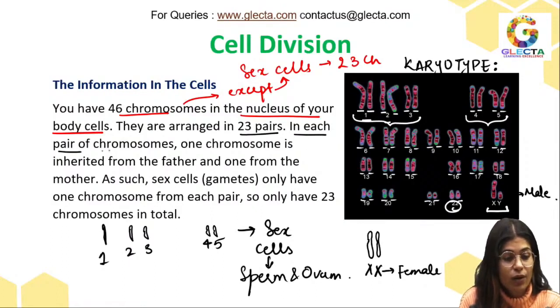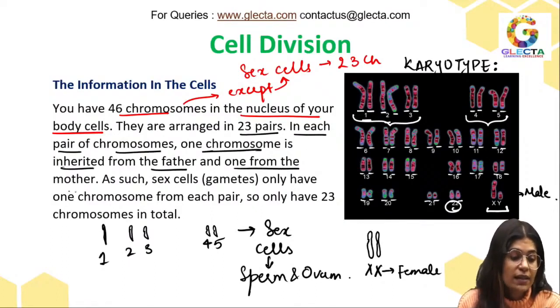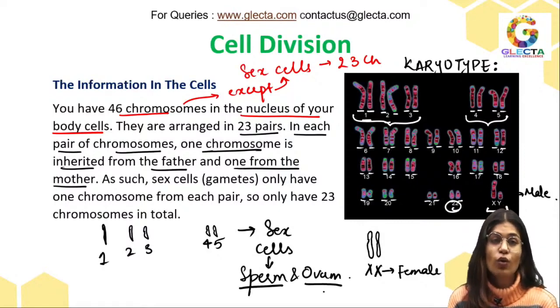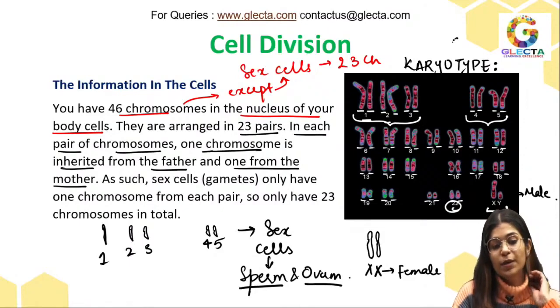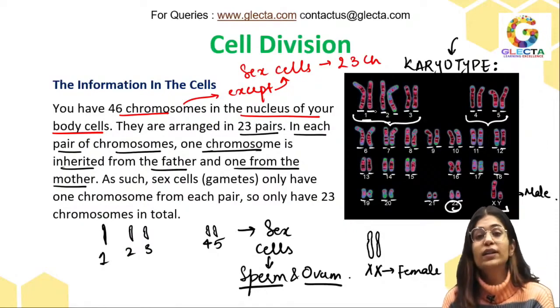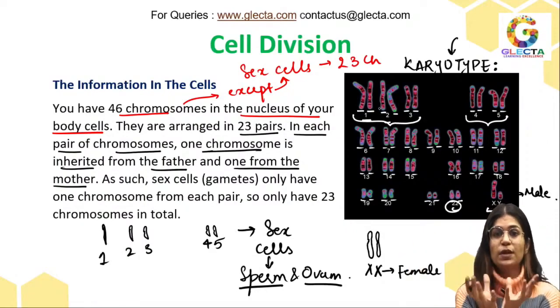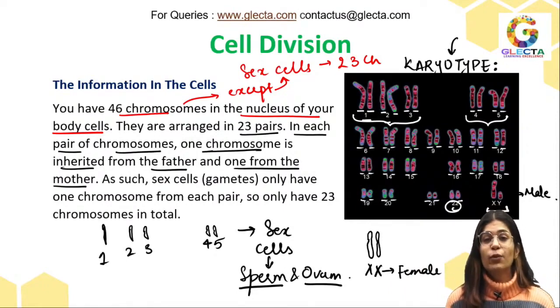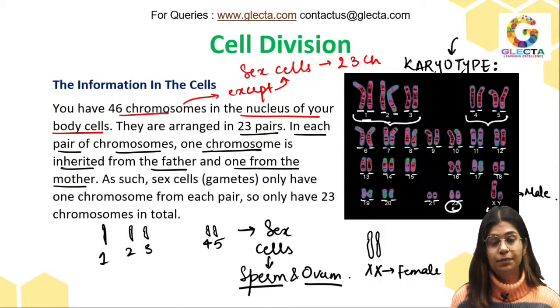Each pair of chromosomes, one chromosome is inherited from the father, the other one is inherited from the mother. Why is it like that? Because sperm and ovum come together to form a baby. Which means whoever this person is, when this person was made, one of the two came from the mother and the other one came from the father. The exact reason why we say that they were a mixture of our parents.